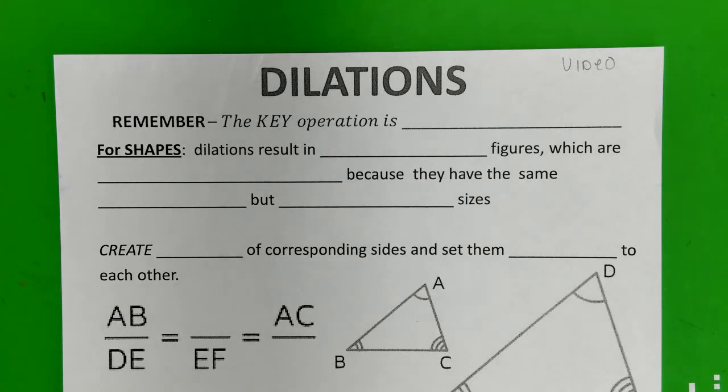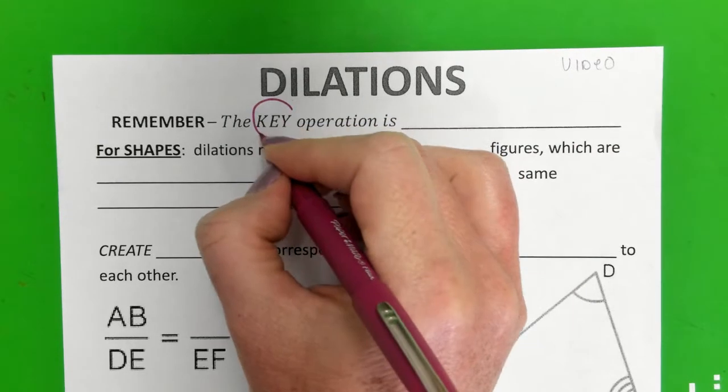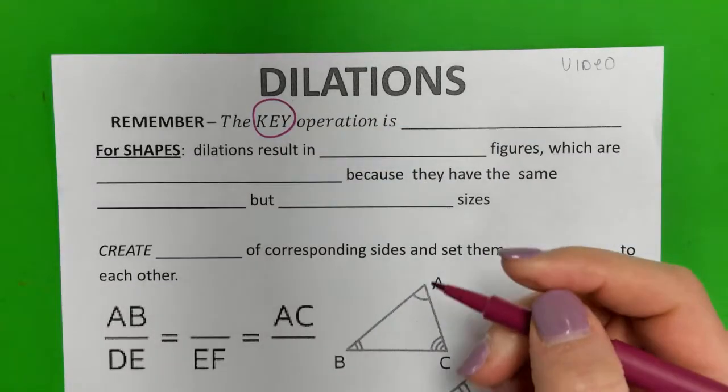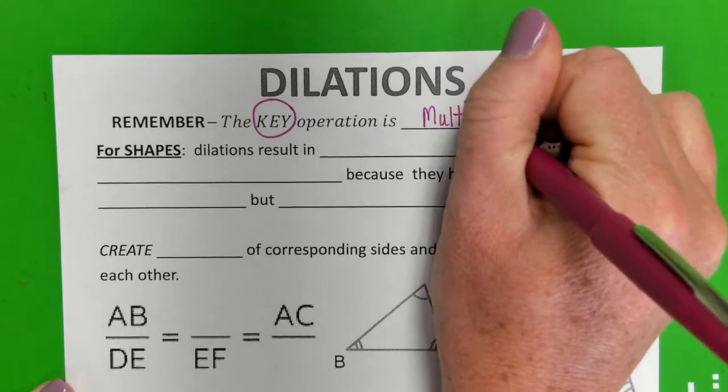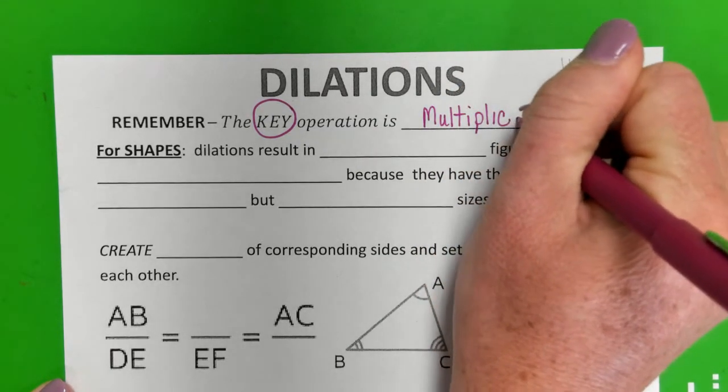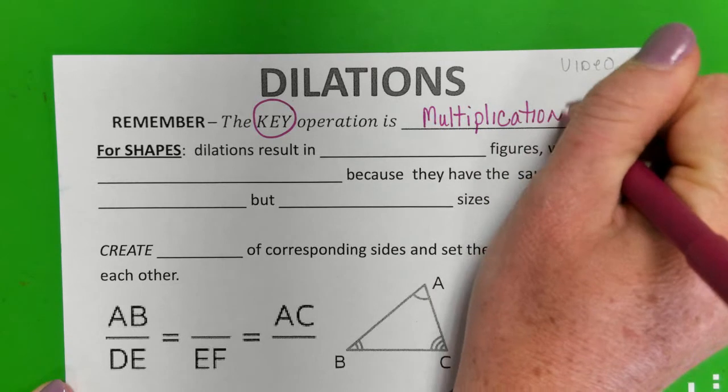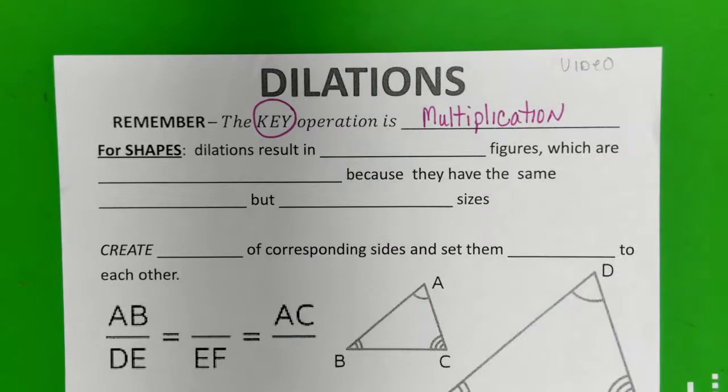Okay, let's talk about dilations, because dilations are super important. I actually really like dilations. I think they're fun. The key operation for dilation, super important, is multiplication. Okay, that is very, very important. It's multiplication.